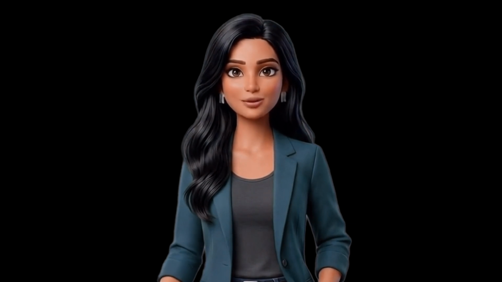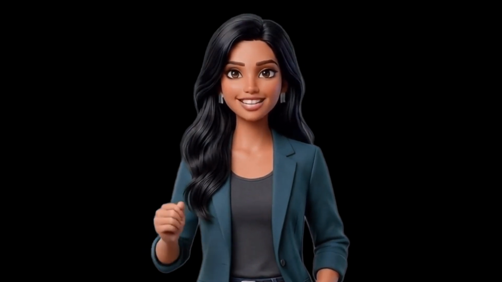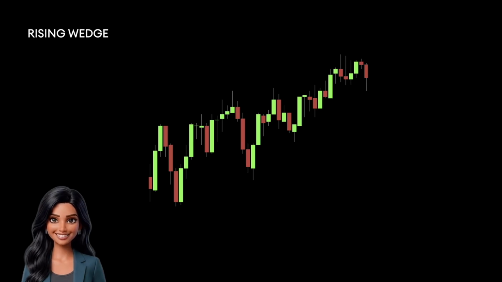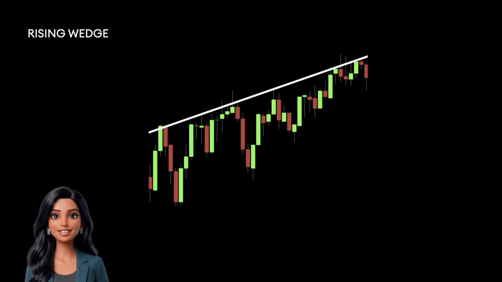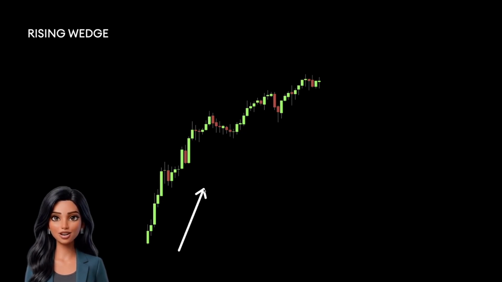Wedge patterns are unique because the two trend lines that form the wedge converge, signaling a potential breakout as the price movement tightens. The first variation is the rising wedge. In this pattern, both the top side and the bottom side are moving upward, with the top forming higher highs and the bottom forming higher lows. However, the key characteristic of a rising wedge is that the two trend lines are converging, meaning the range between the low and the high is getting smaller.